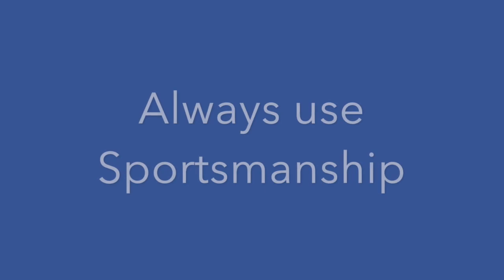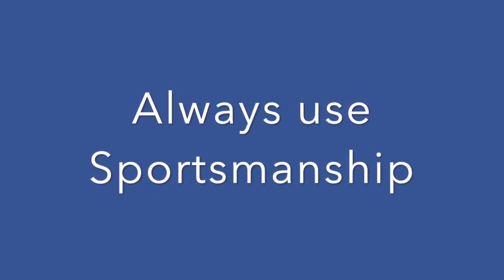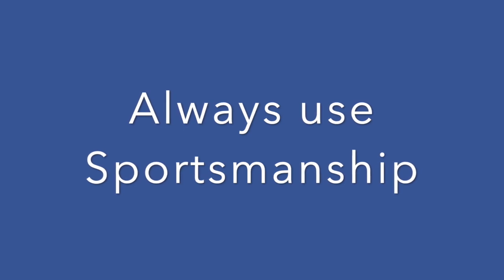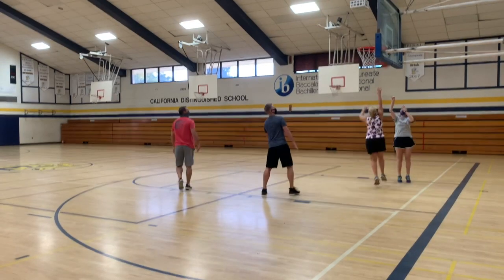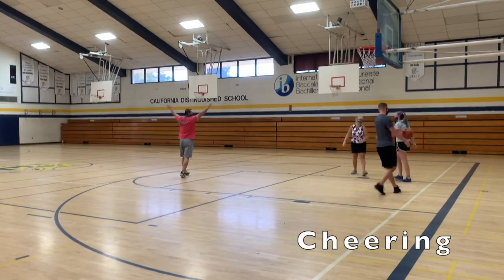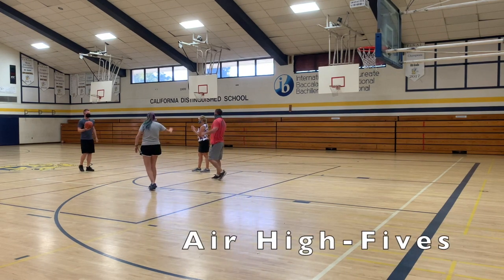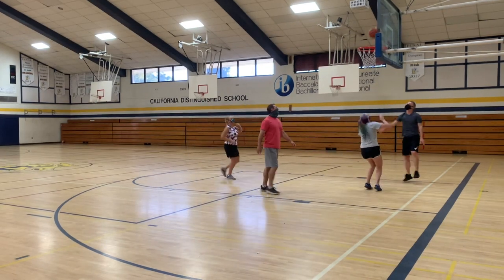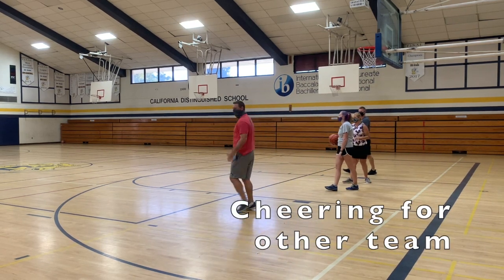A player demonstrating good sportsmanship, after they foul, accidentally of course, will always check on the other player to see how they're doing, to see if they accidentally hurt them. Good sportsmanship will also be cheering for your team. Giving air high fives is a plus, but also cheering for the other team is a good thing as well.